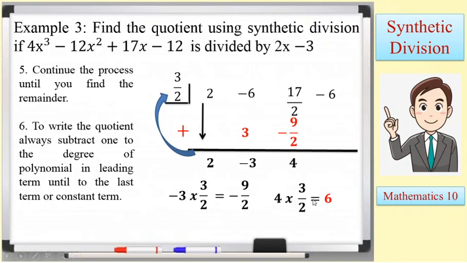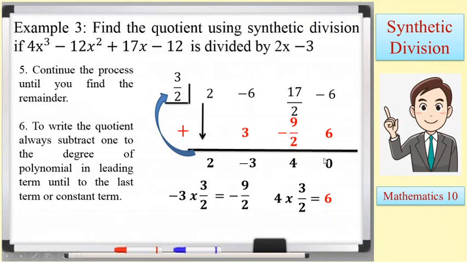Divide by 2, the answer is 6. 4 times 3 is 12. Divide by 2, the answer is 6. So, itong 6 ang ilalagay natin sa ating last term na negative 6 sa tapat niya. Okay? So, negative 6 plus 6, the answer is 0. Since ito na yung last term natin, yung negative 6, so ang remainder natin ay 0.